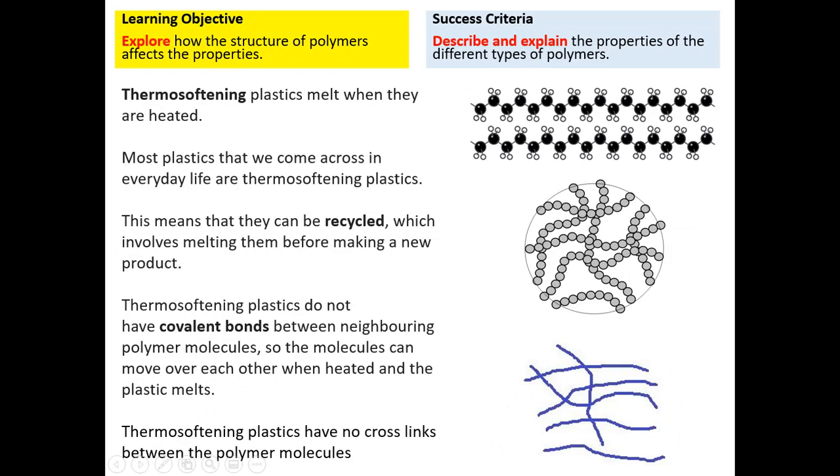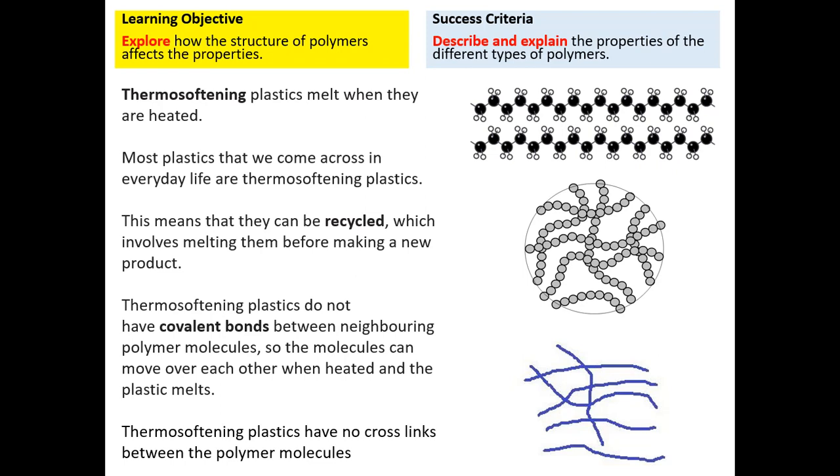So thermosoftening plastics, we'll continue to talk about them, they melt when they're heated. Most plastics that we come across are thermosoftening, so things that you might automatically associate with being plastic, like cups and bottles and plastic knives and forks, say if you're at a picnic or something like that. All those are thermosoftening, so they melt and they're not very durable. But it does mean that they can be recycled, because when you recycle a plastic, you've got to melt it and turn it into something new.